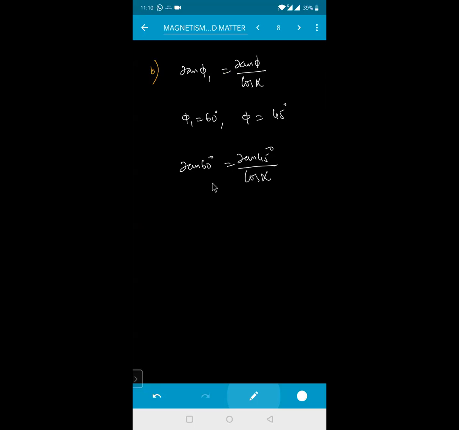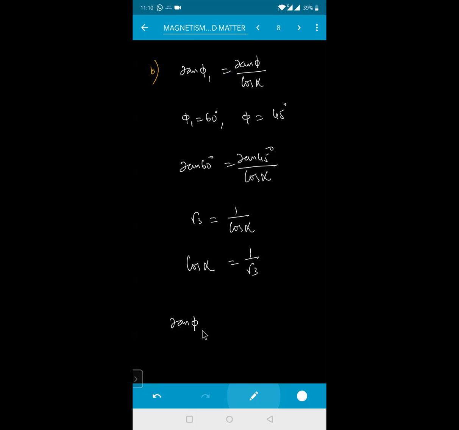Tan 60 is how much? Root 3, sir. Tan 45 is 1, sorry. Cos alpha will become how much for me? 1 by root 3. Okay, so alpha value is cos inverse of 1 by root 3.